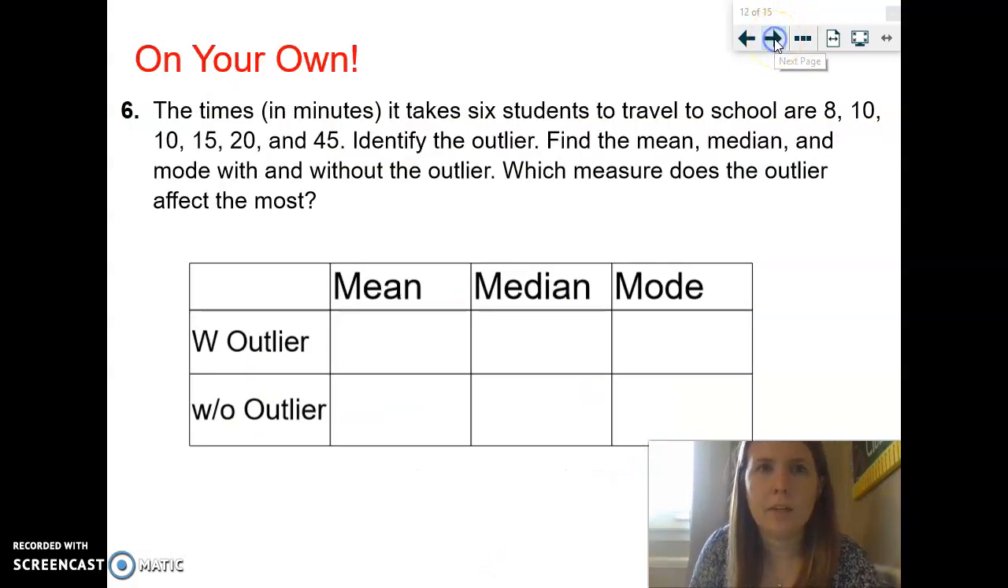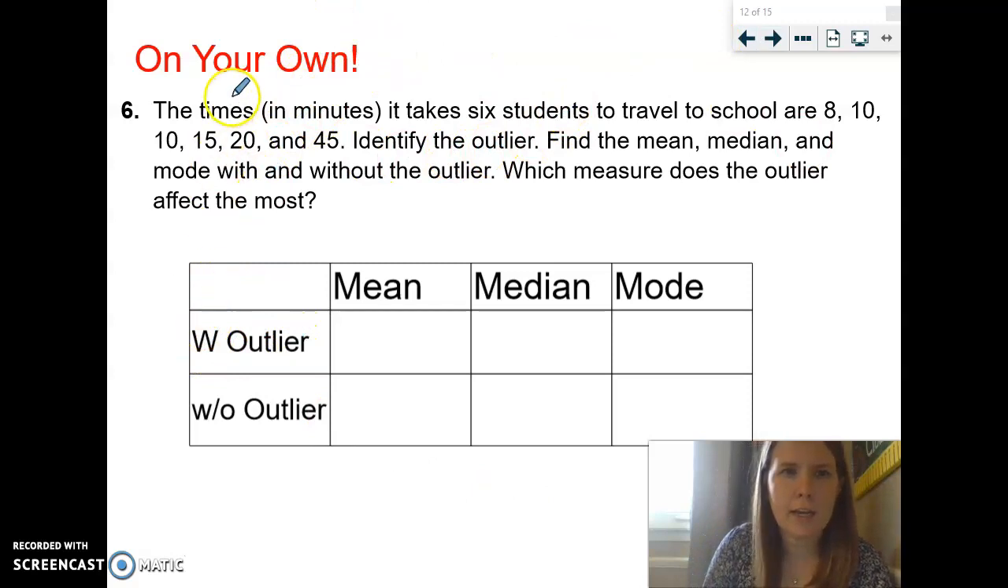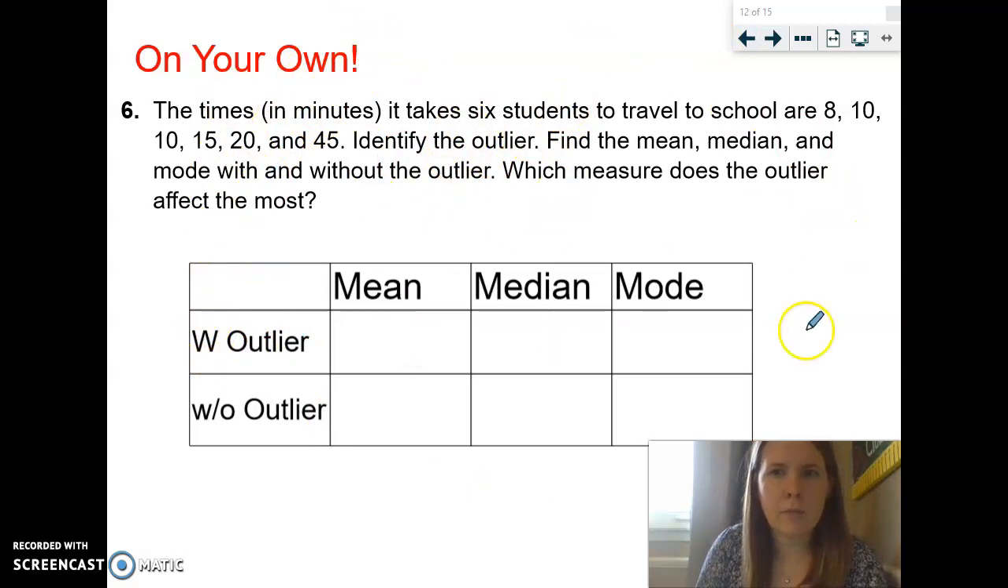Let's keep going though. All right, on your own, I want you to go ahead and solve this problem. So you're going to find the mean, median, and mode given this question with the outlier. Then you're going to figure out what's the outlier and then resolve them without the outlier. So take it out of the equation basically. Okay. When you come back, I will have these filled in.